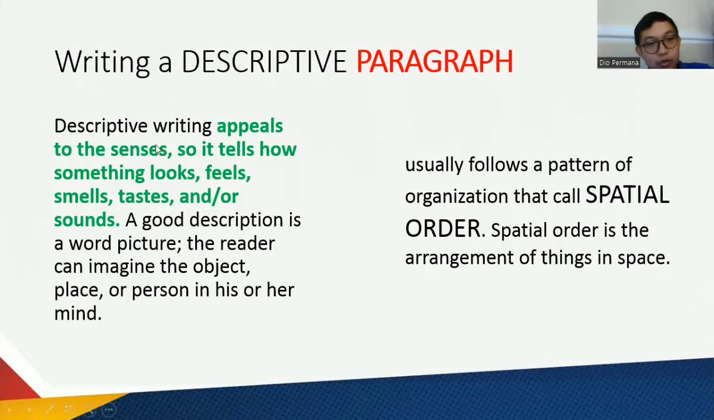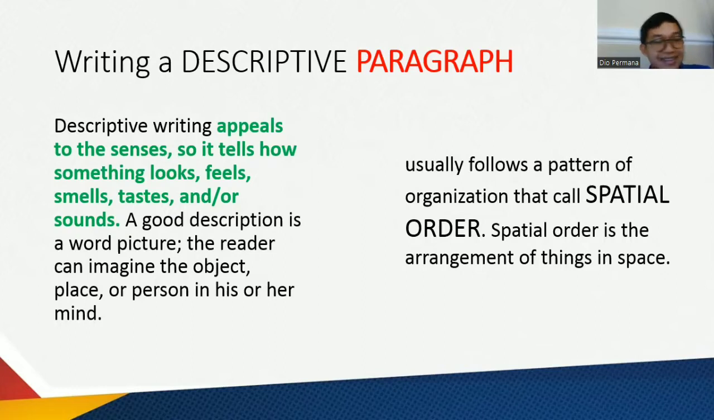First we need to understand the definition of descriptive. Descriptive means to appeal to the senses. We know that human beings have five senses. So you need to tell how something looks, how it feels, how it smells, how it tastes, and how it sounds. A descriptive paragraph describes things with good description, maybe a word picture, and you try to get the reader involved in your story.